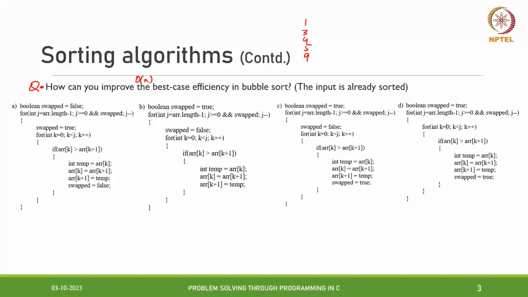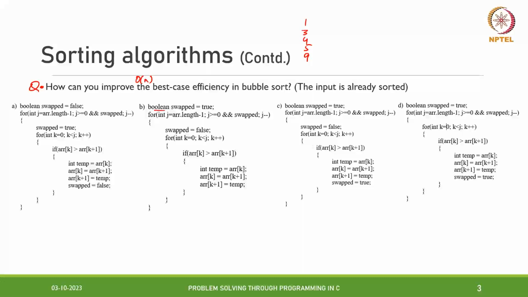So basically what you need to do is, like I said, the sorting needs to be stopped if there is no swapping taking place in any of the passes. So how to know whether swapping has taken place at all during all the comparisons? We define a Boolean data type called swapped, and we have set it to true.